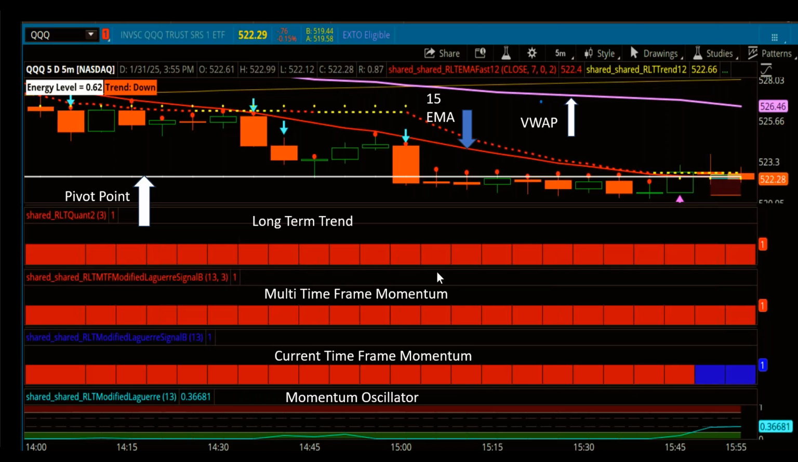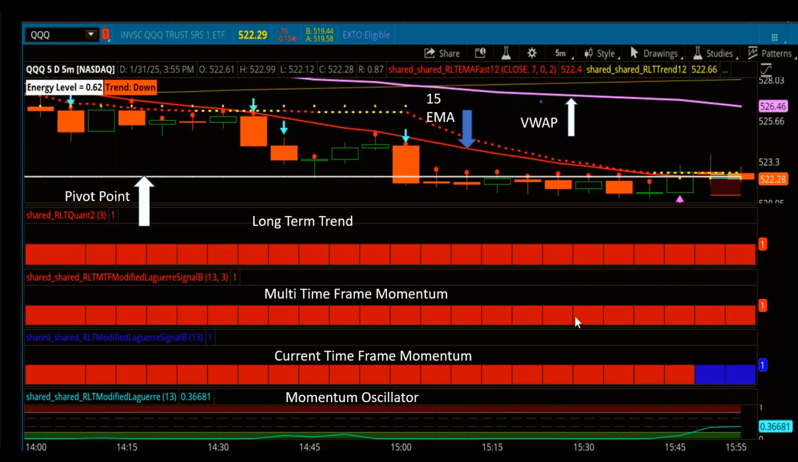Okay. So again, here's the SPY super system. Let's talk about this. Here was all the things we talked about: the VWAP, the 15 EMA, the pivot point, long-term trend, red and yellow bearish, blue and green bullish, multi-time frame momentum, current time frame momentum. This tells us if the institutions are in the trades. This is about the best that you can ever find to let you know whether institutions are in the trade or not. And this is what gives us such a big edge over other retail traders.